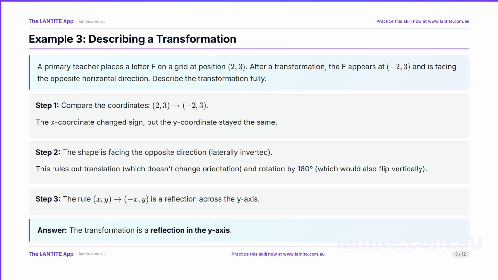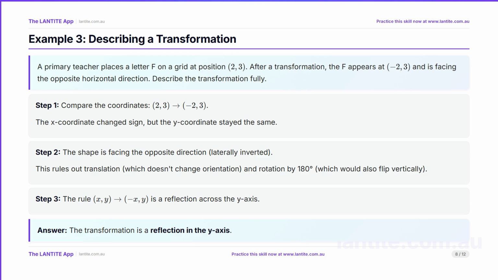Let's practice describing a transformation. A teacher places a letter F at position 2, 3. After the transformation, it appears at -2, 3 facing the opposite direction. First, compare the coordinates. The x-coordinate changed from 2 to -2, so it changed sign. The y-coordinate stayed the same at 3.